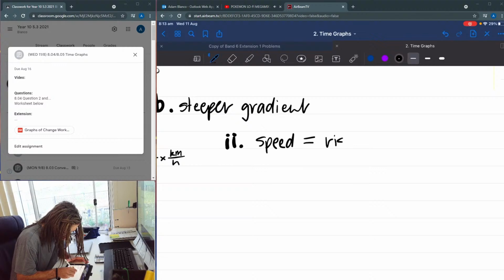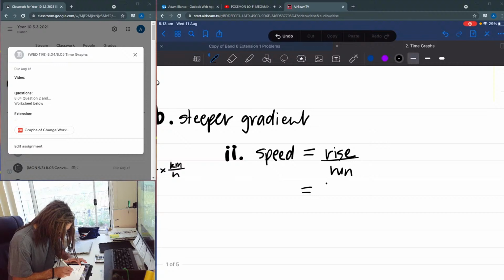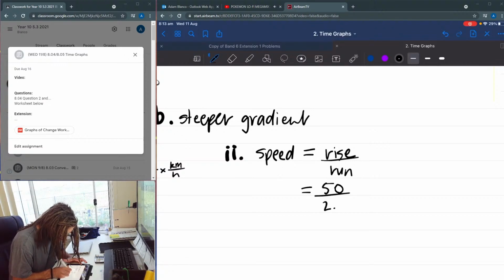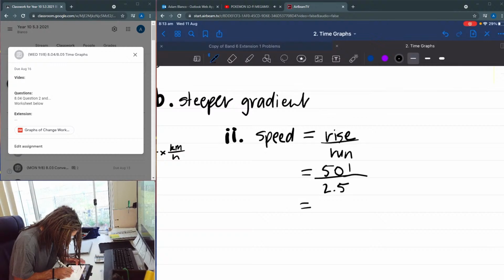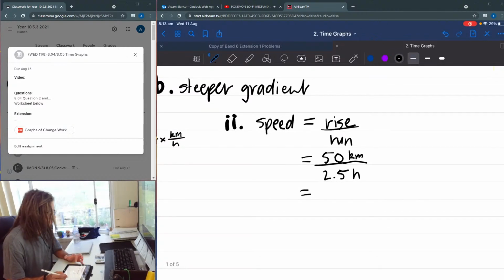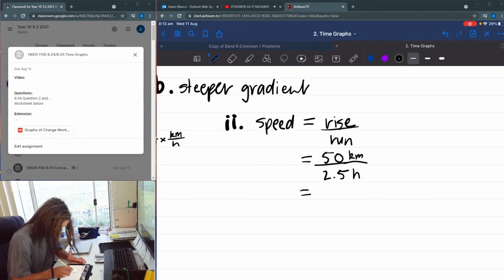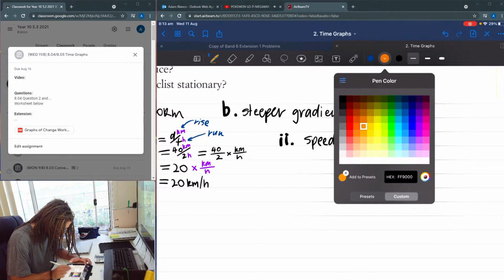equals. Let's write it like this: rise over run, which is 50. Was it 50? Yeah, 50 over 2.5. Equal fractions and decimals. Well, let's do it like this. Remember, kilometers per hour. What's 50 divided by 2.5? Actually, I know what that is. 20 apparently. 20 kilometers per hour. Okay. Let's call this method 1, method 2, yeah?